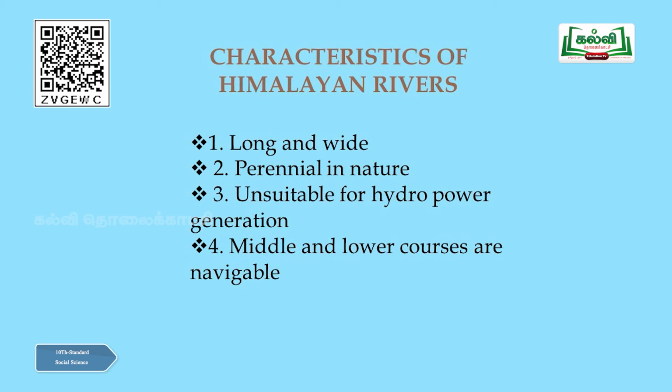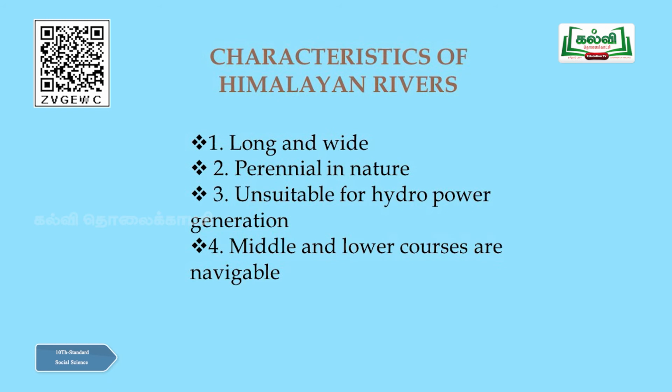And what are the characteristics of the Himalayan rivers? So far we have seen three important rivers. One is Indus, second one is Ganga, and third one is Brahmaputra. What are the important characteristic features of the Himalayan rivers? First one, all these rivers are very long and wide. And second point is they are perennial in nature. Perennial in the sense throughout the year you can see water in these rivers, because all these rivers arise from the Himalayan glaciers.